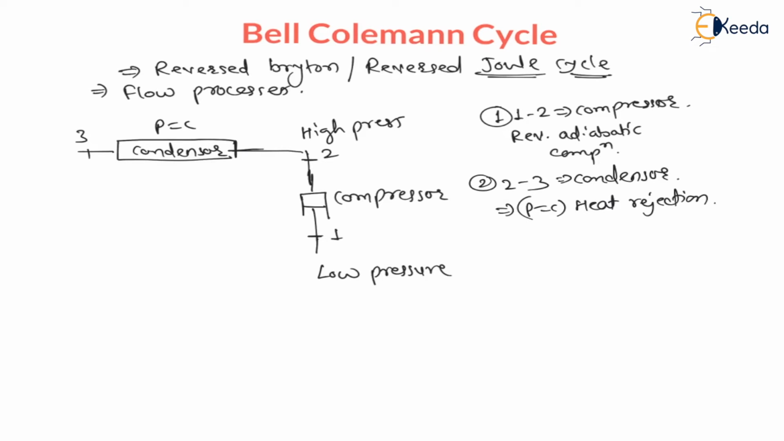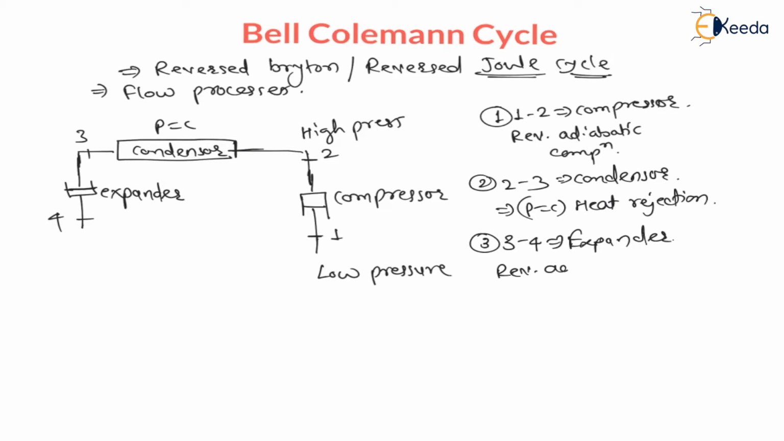After heat rejection, it is connected to the expander, which is nothing but a reversible adiabatic expansion process from 3 to 4. Therefore the third process is 3 to 4, which is the expander. In the expander the gas will expand reversibly adiabatically, or isentropically.